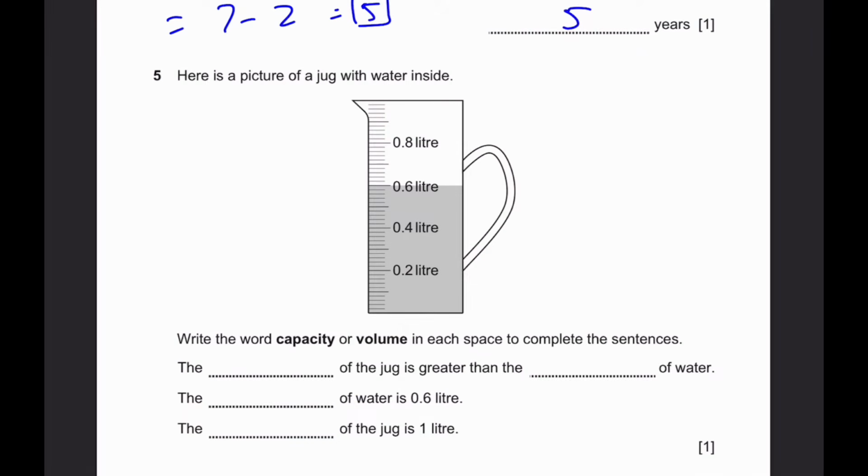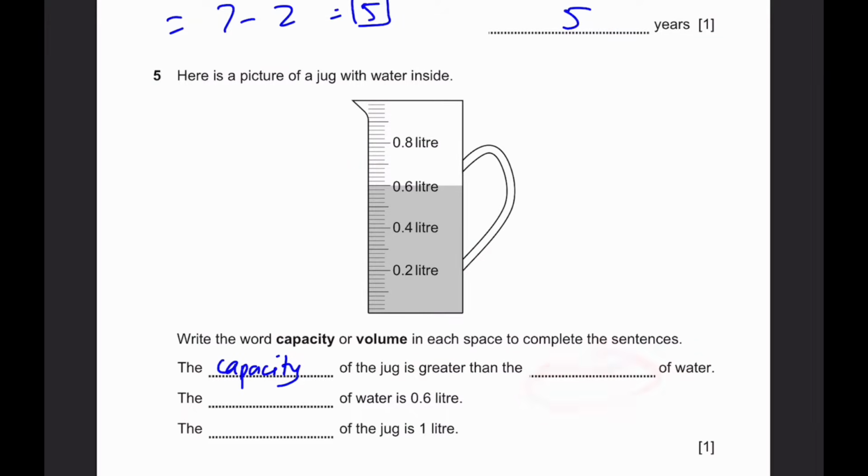Question 5. Here's a picture of a jug with water inside. Write the word capacity or volume in each space to complete the sentences. The dash of the jug is greater than the dash of water. We can see the jug is something that holds water, so it has a capacity. And we can see that this is greater than the dash of water.